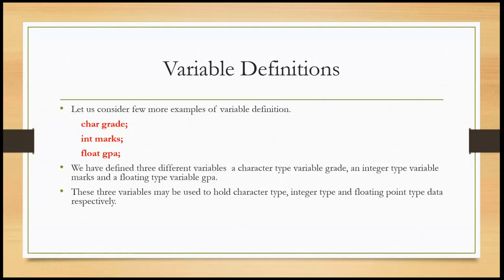We have defined 3 different variables: a character type variable grade, an integer type variable marks, and a floating type variable GPA. These 3 variables may be used to hold character type, integer type, and floating point type data respectively.